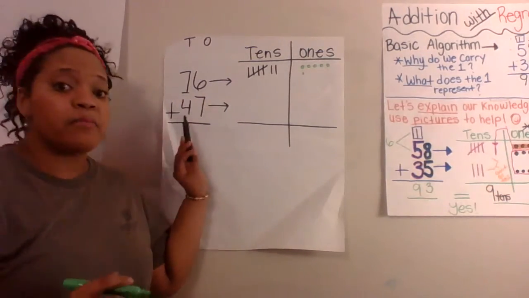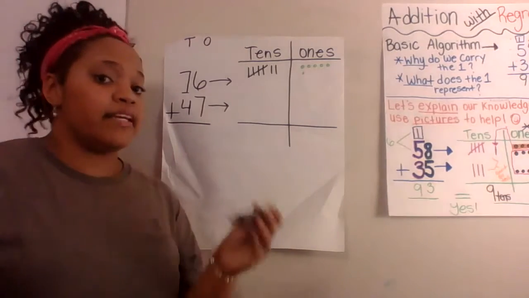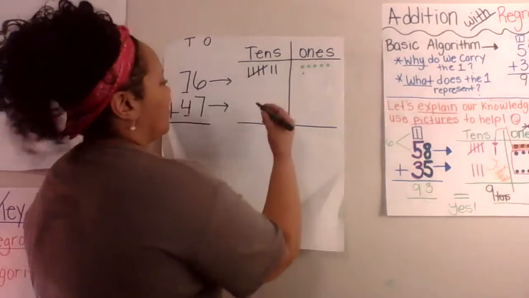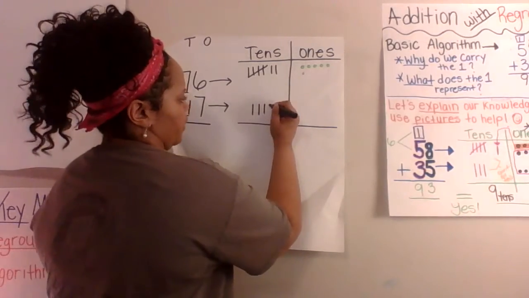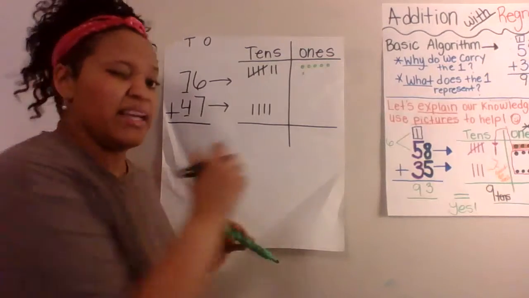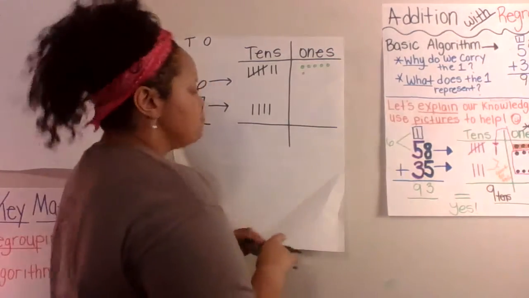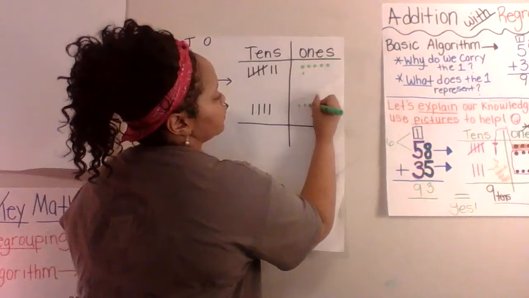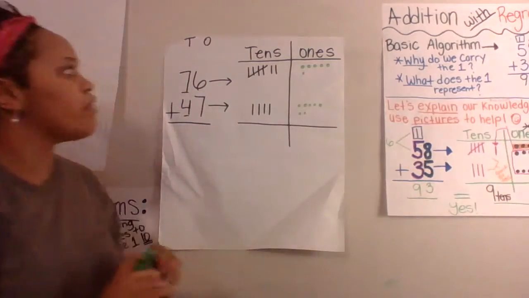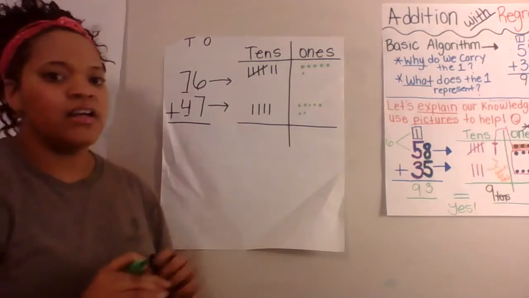Okay, let's go down. The number 47. How many tens are in the number 47? Yeah, hopefully you said 4. Okay. 1, 2, 3, 4. And how many ones is in 47? Excuse me. Yes, there are 7. So 1, 2, 3, 4, 5, 6, 7. Beautiful. We represented both of our numbers right there.